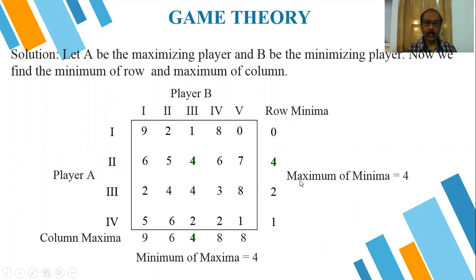Since the maximin and minimax are the same, we can say that a saddle point exists and the problem is strictly determinable. So this is our saddle point. What is the saddle point? The A2, B3 position is our saddle point, and that is the value of the game.